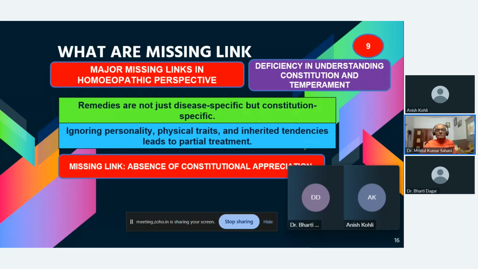The next point is deficiency in understanding constitution and temperament. What do we mean by constitution? Constitution is not only the physical part. It is the entire personality, that includes mental, physical and emotional health. So ignoring the personality, physical traits and inherited tendencies leads to partial treatment. Constitution has to be understood in a complete sense. So, the absence of constitutional appreciation.